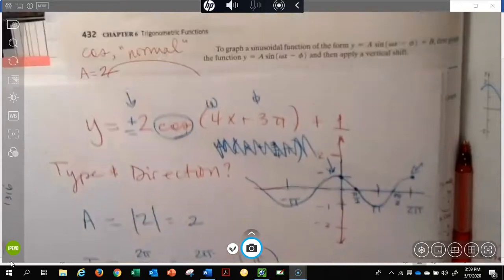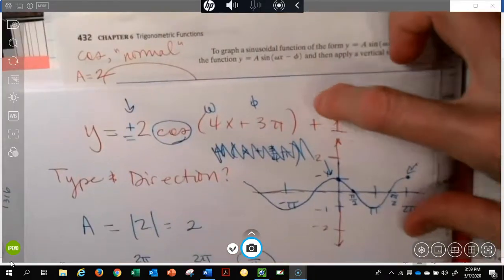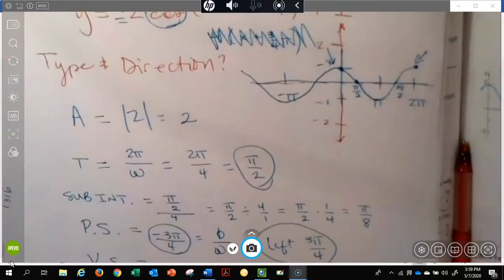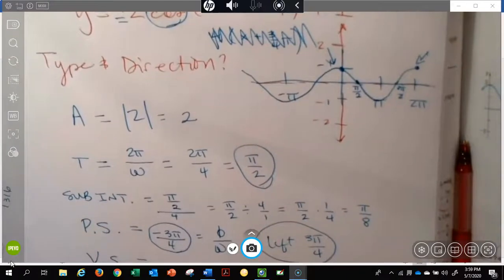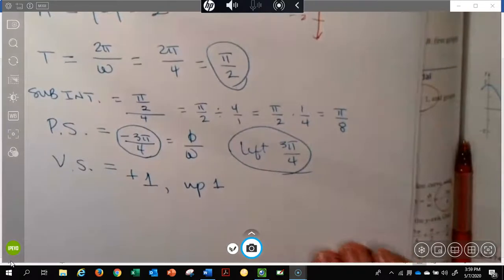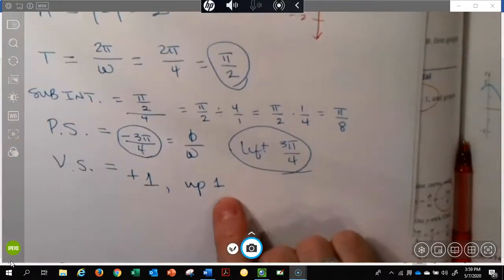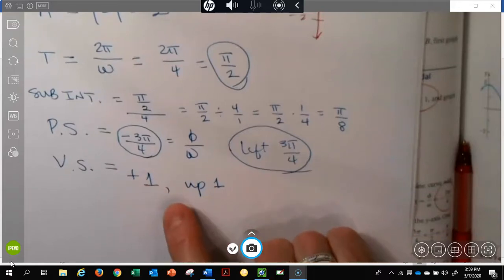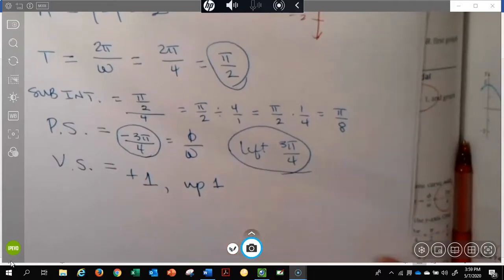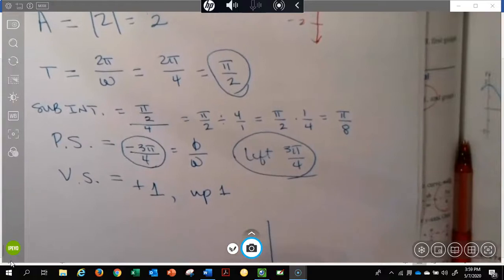But wait, there's just a little bit more. Vertical shift. This one actually has a vertical shift. We are going up 1. And I need you to either tell me it's a plus 1 or we are going up 1. I want both parts on the test. To me that says I fully understand that I'm going plus 1, up 1, up 1, however you want to say it. And then we can start and get busy.